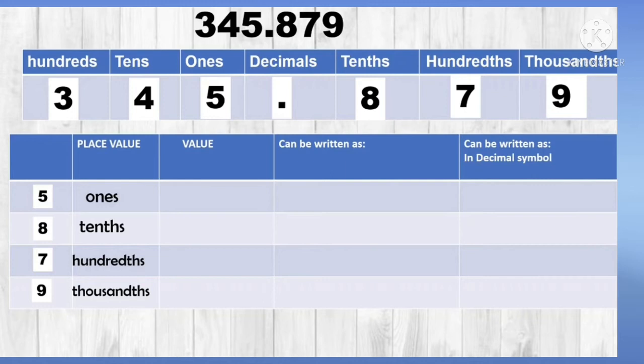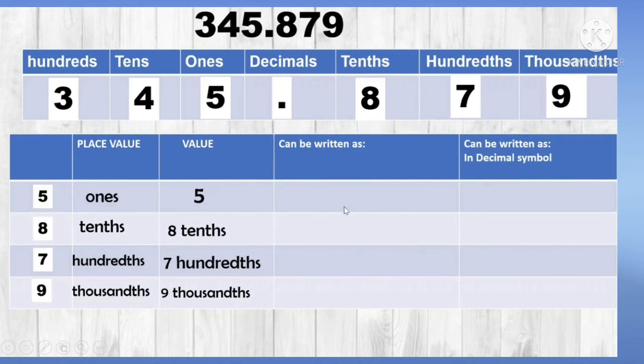Ngayon, ano naman yung value? Ano ang value ng 5? We have 5. So, that is the value of 5. A whole number of 5. Okay? Hindi na natin sinama yung 3 and 4. Then, how about the value of 8? We have 8 tenths. Okay? So, ganyan lang siya sinusulat. 8 tenths. 7, 7 hundredths. And 9, 9 thousandths. So, kinukombine lang yung number at then yung place value nila para makuha mo yung value.